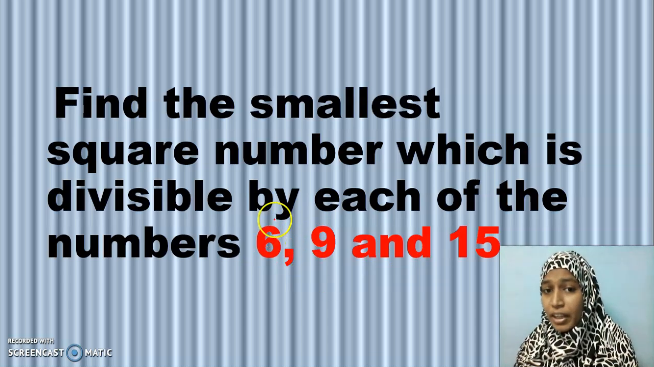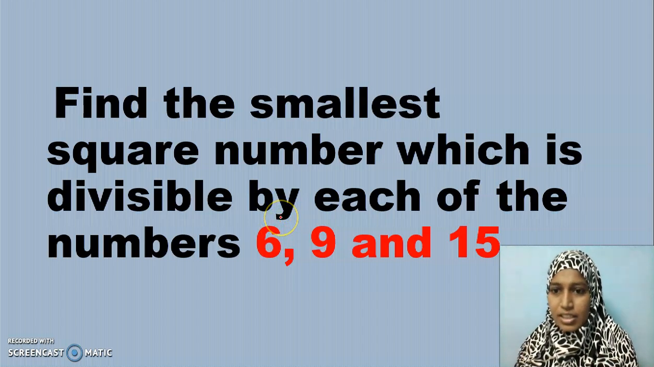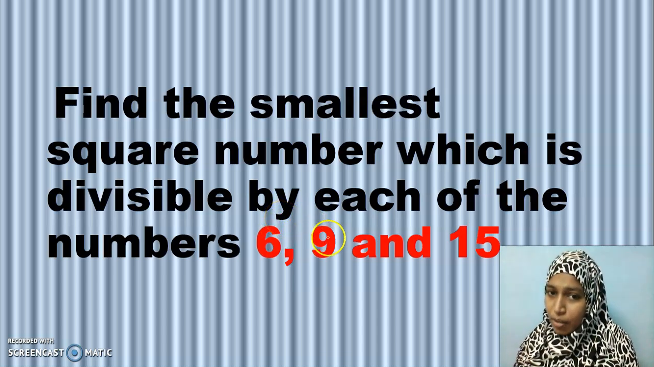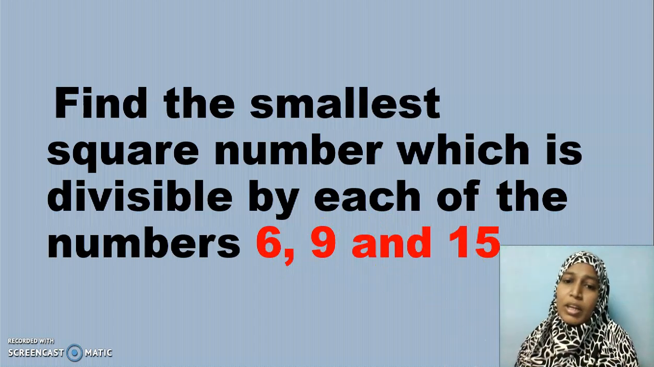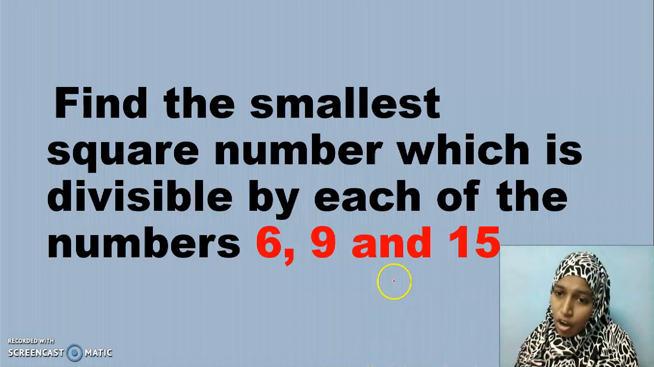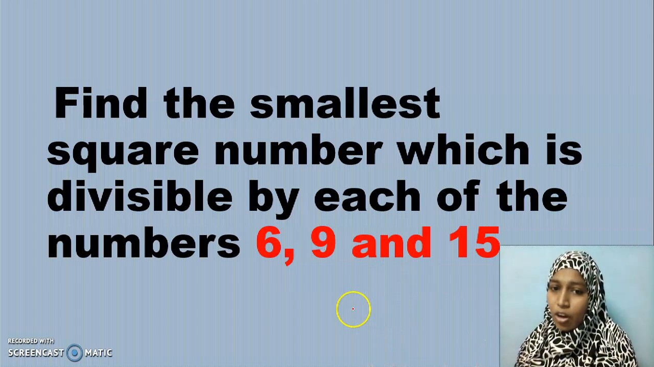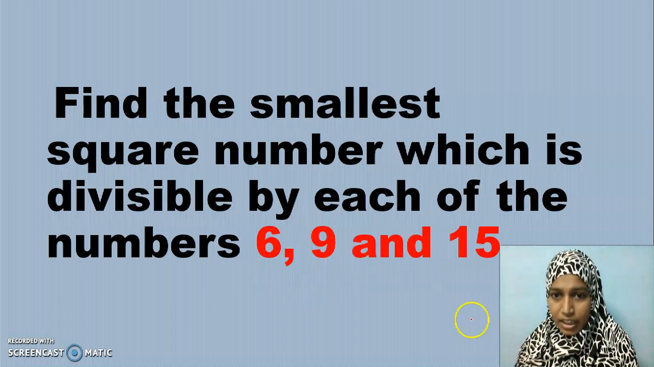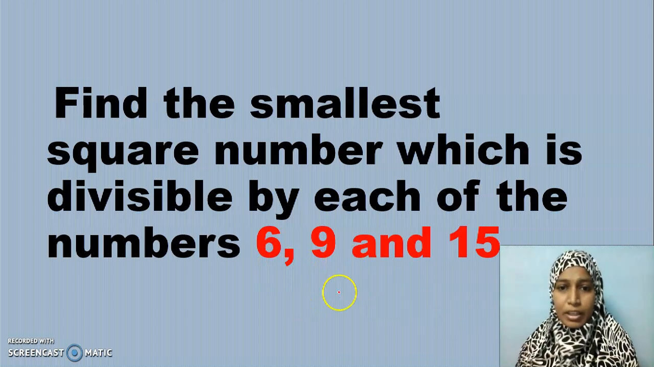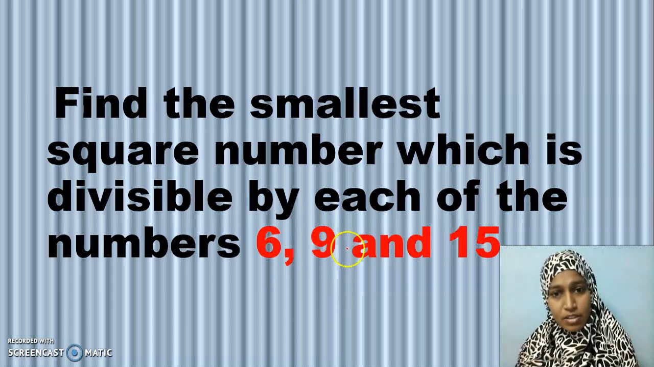So, I am finding the multiples of 6, isn't it? I have to find the multiple of 9. I have to find the multiple of 15. Among all these multiples, I should find the common multiple. That will be divisible by all these 3. Isn't it? I have to find the multiple of all these 3 and I have to find the common multiple. Only then I can say it is divisible by all the 3.